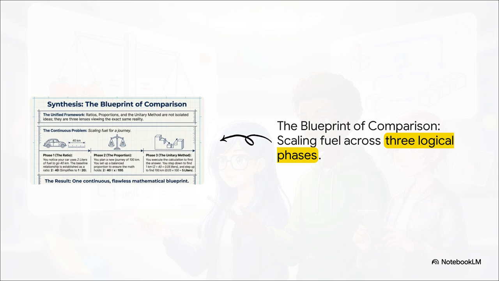Finally, in Phase 3, you execute the calculation using the unitary method. First, you step down and figure out the fuel needed for just one single kilometer. You divide 2 by 40, which gives you 0.05 liters. Now that you have that golden value of one single unit, you step up. You take that 0.05 and multiply it by your target of 100 kilometers, and you get exactly 5 liters. Ratio, proportion, and the unitary method all working perfectly together to solve a real problem.